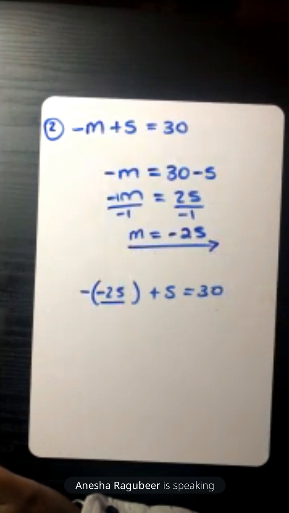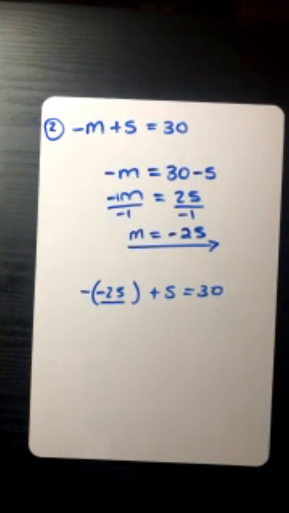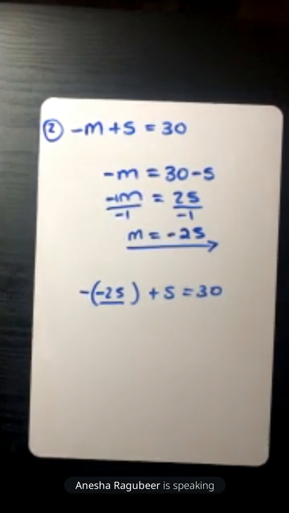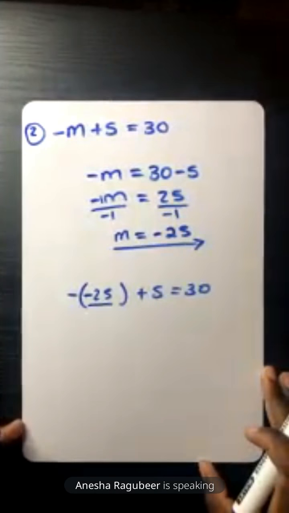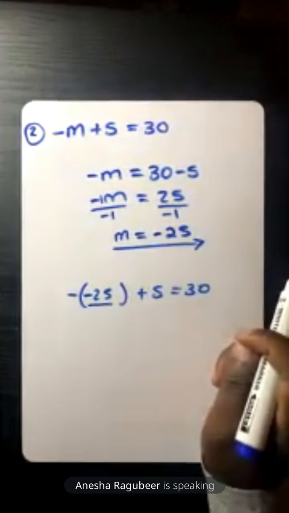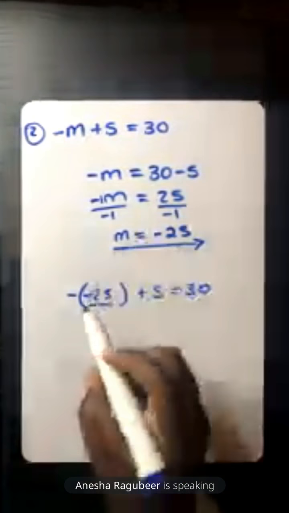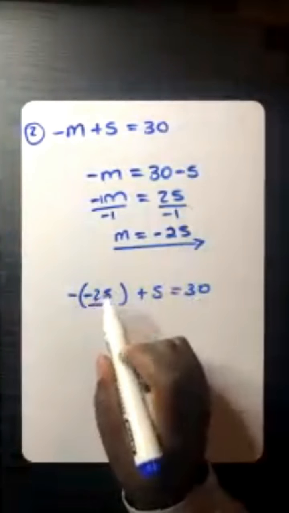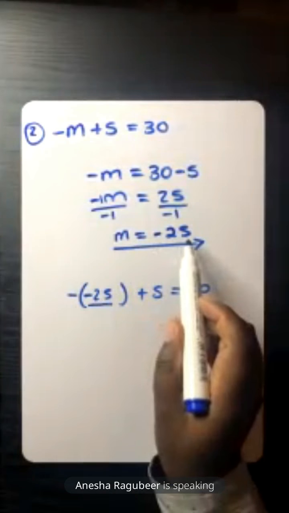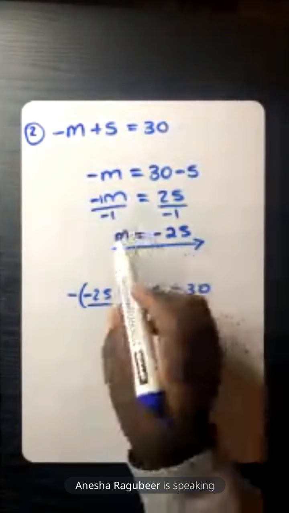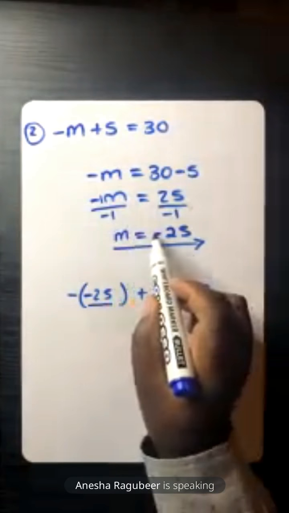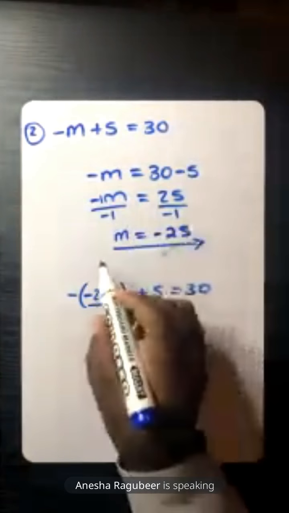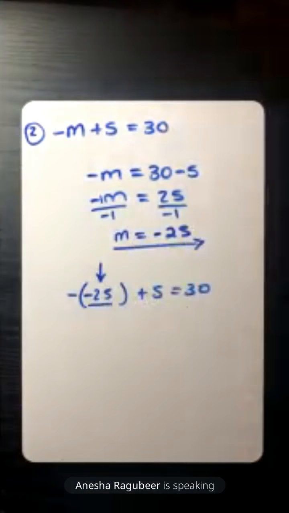You're about to say something, Shreyas? No, sir. They can carry on, sir. So I was saying inside the brackets, it's -25 because when we calculated the value of m, it equals -25. So that is why inside the brackets it's -25.